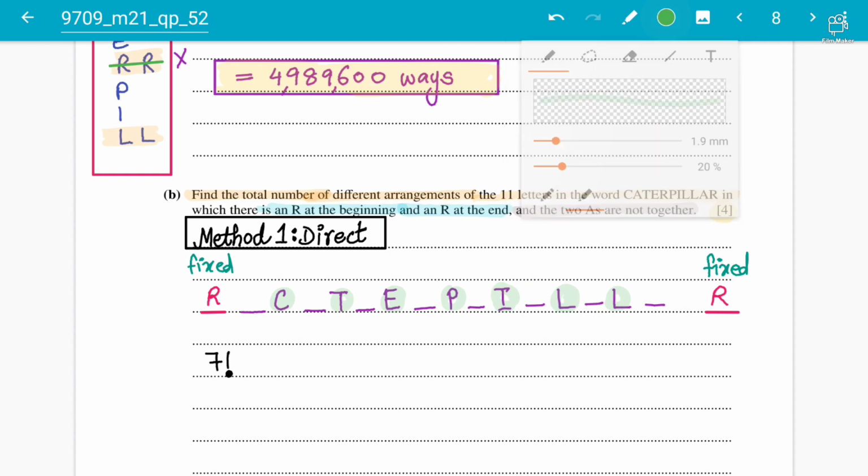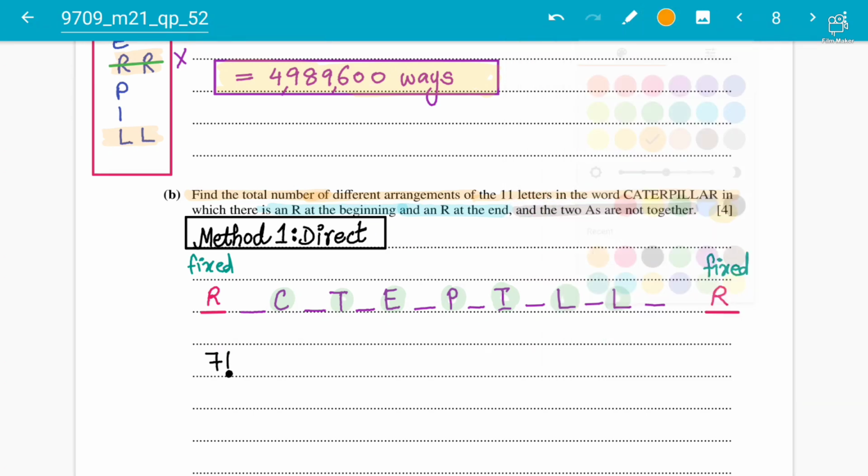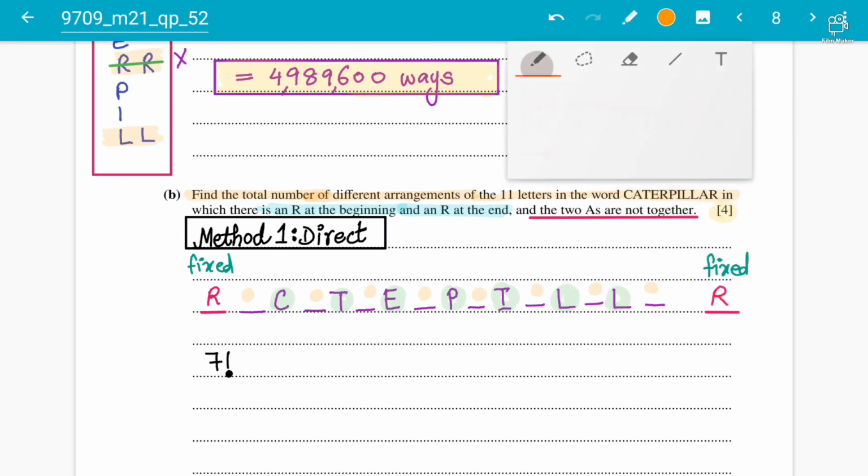Follow very carefully now where the A's can be placed. I'm going to explain now. For the A's, we can say that A can come here, A can come here, A can come here as well, and here as well, and here as well, and here as well. These are all the possible options that A can take because of the restriction that the A's are not together.